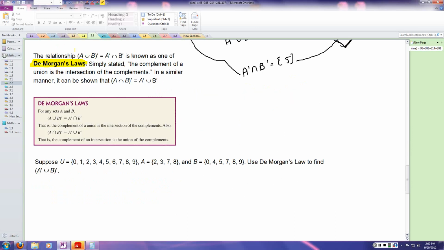So for any set A and B, A union B quantity prime, so if I'm taking the union of two sets, if I want the complement of that set, I take the complements of the sets, but I take the intersection of the two sets. So that is, the complement of a union is the intersection of the complements. And then also, if I'm taking the complement of an intersection, that's the union of the complements.